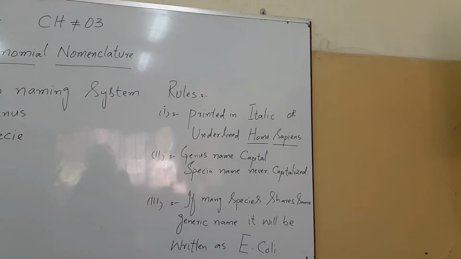So if we want to write the name of this particular bacterium, we do not have to write Escherichia coli in full. We just mention Escherichia with the capital E, then a dot, then coli, and coli is the species name. So if many species share the same generic name, we should not write the generic name in full, but only the first letter of that generic name as a capital, followed by the species name.